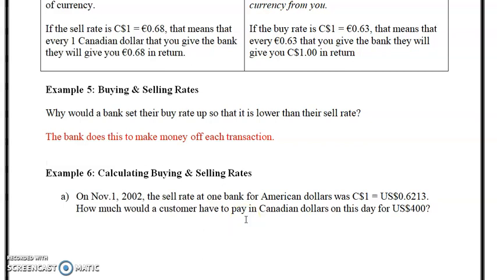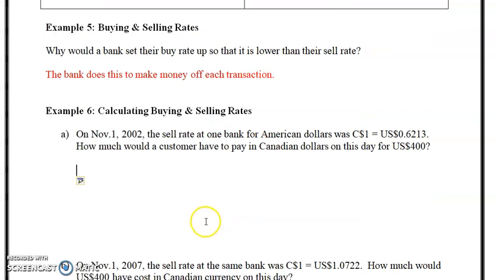Buying and selling rates for currencies. Probably not a whole lot right now in the current state we're in, but nevertheless, the rates are there. Back on November 1st, 2002, the selling rate at one bank for American dollars was 1 Canadian dollar equal to 0.6213 US. How much would a customer have to pay in Canadian dollars on this day if they wanted 400 US dollars? Let's do that calculation.